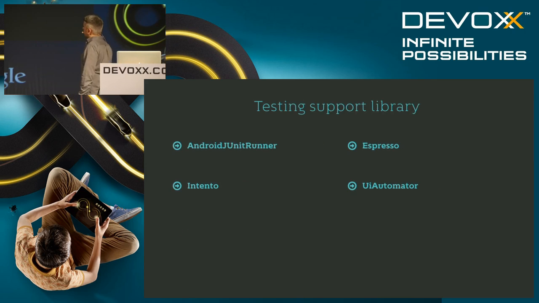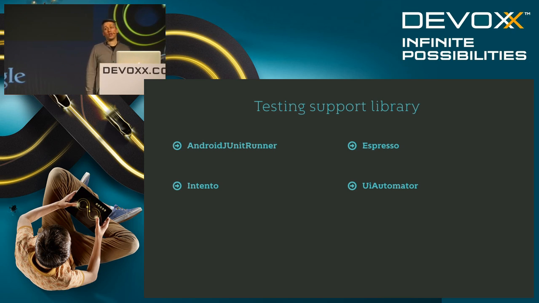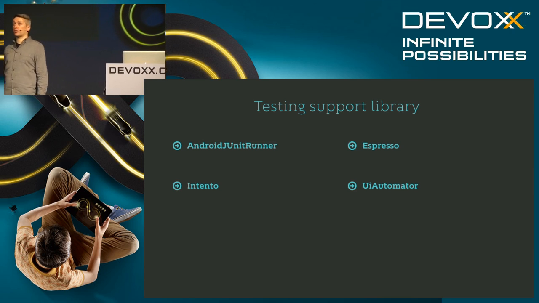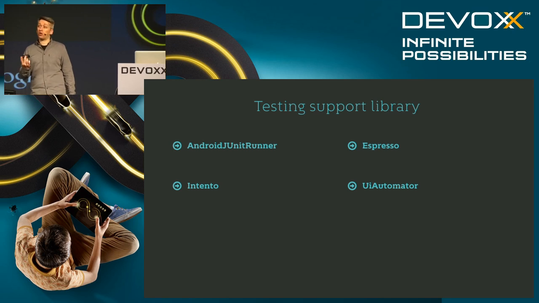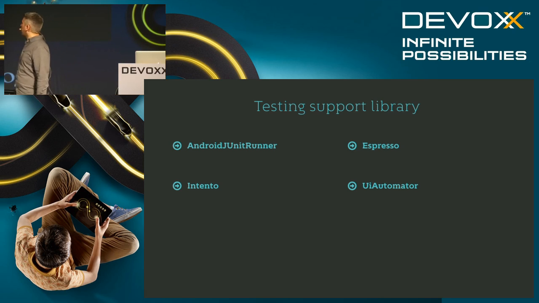Now, what is in it? In the testing support library, it will contain a new test runner, and the great news here is that instead of only supporting JUnit 3, we will now also get support for JUnit 4. So that's great news. And then it will be a bundling of Espresso. Then I have a slide too about Intento, what it does, and UI Automator.